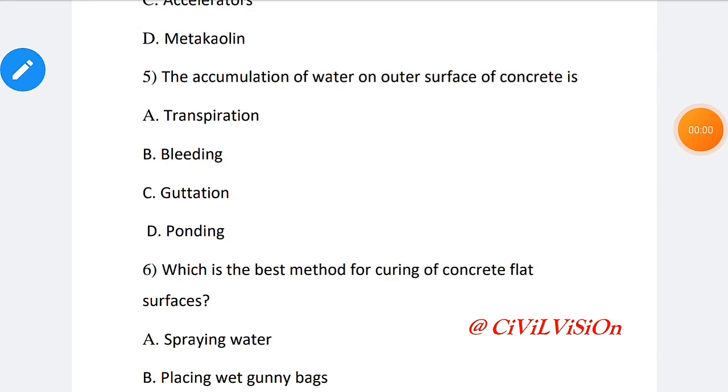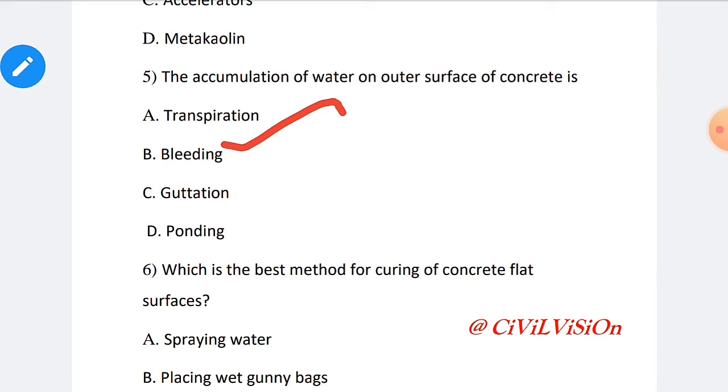Fifth question, the accumulation of water on the outer surface of concrete is nothing but bleeding. The correct answer for this question is option B, bleeding. We have to understand the difference between bleeding and segregation. Segregation is nothing but separation of aggregate and cement content from the concrete.